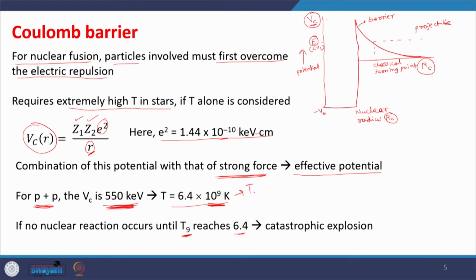So, if no nuclear reaction occurs, T9, that means temperature in terms of gigakelvin, reaches 6.4, because this can always be written as T9 equal to 6.4, isn't it? This representation must be clear to you by now. So, there will be a catastrophic explosion of the star. So, whatever stars we are seeing now, we could not see them anymore, but we are able to see them, and these explosions are not taking place catastrophically, and simultaneous or instantaneous reaction between protons is not happening.